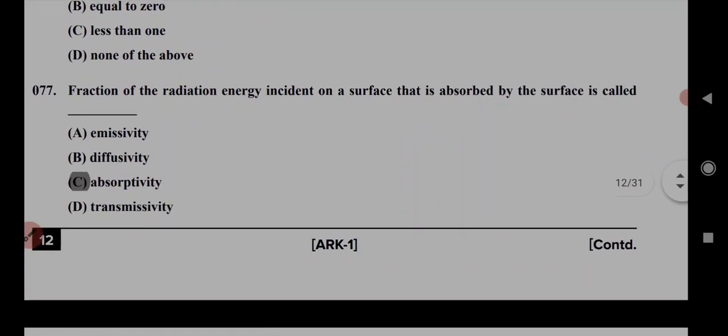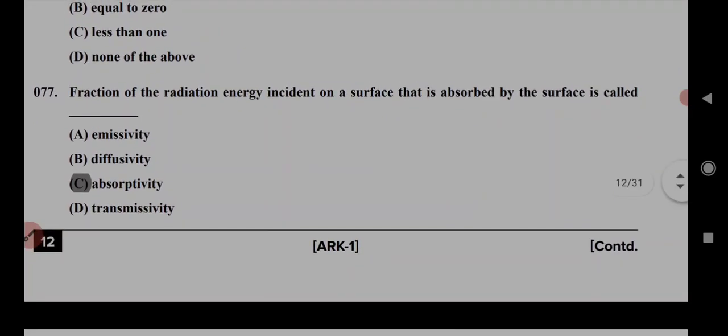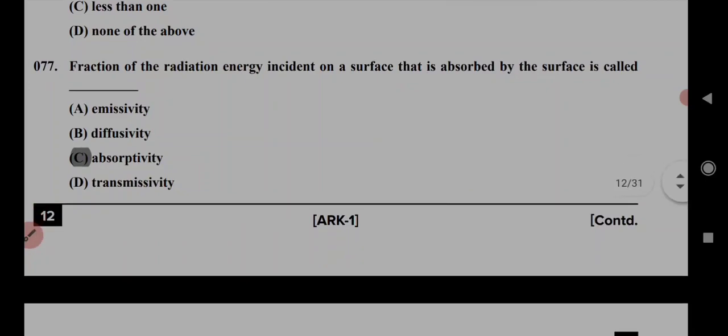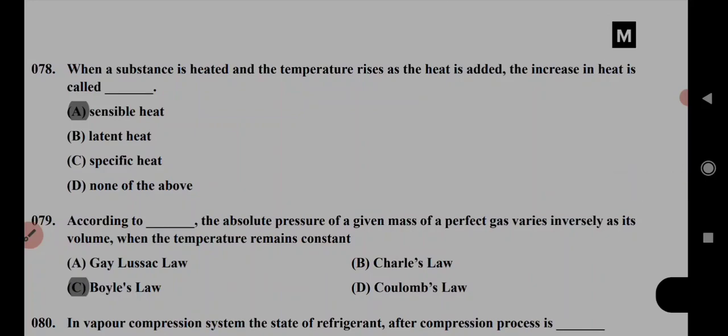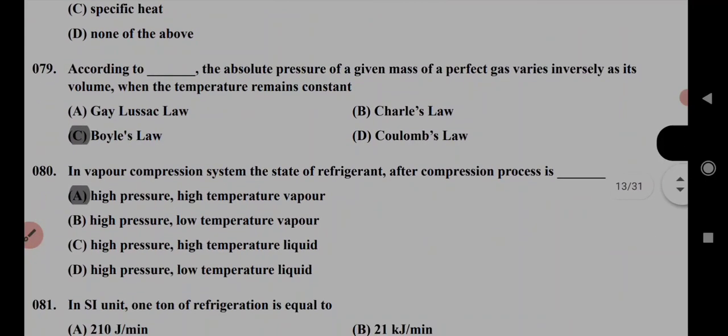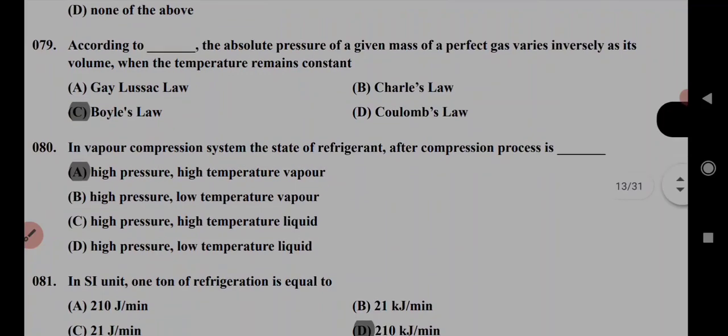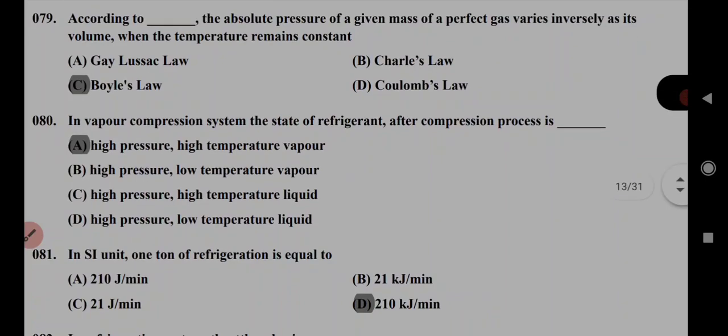The fraction of the radiation energy incident on the surface that is absorbed by the surface is called absorptivity. When the substance is heated and the temperature rises as the heat is added, the increase in heat is called sensible heat. According to ..., the absolute pressure of the given mass of the perfect gas varies inversely with volume when the temperature remains constant. So option C is Boyle's law.